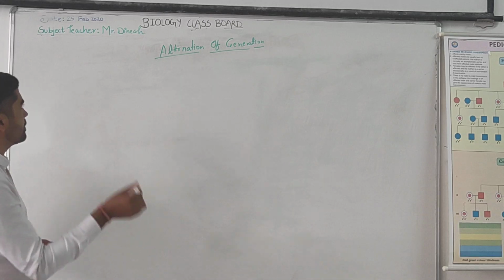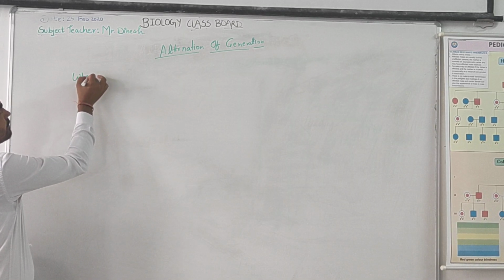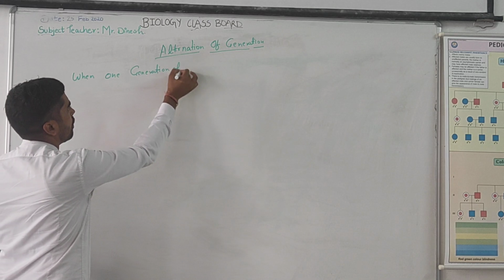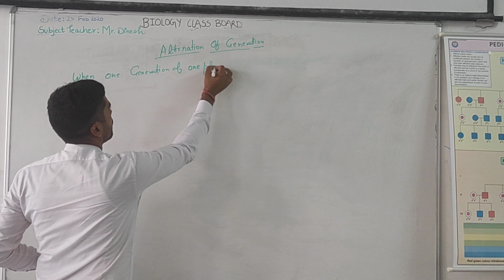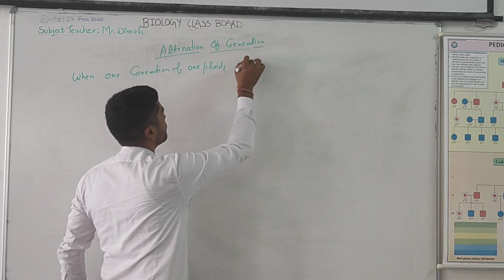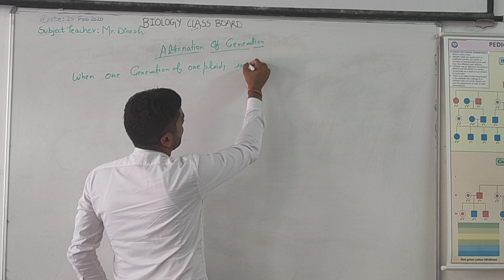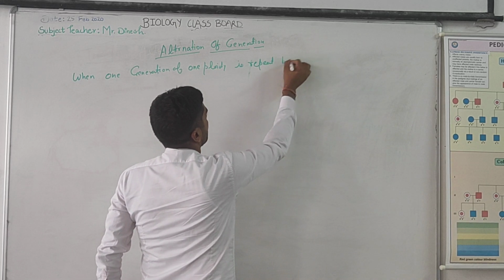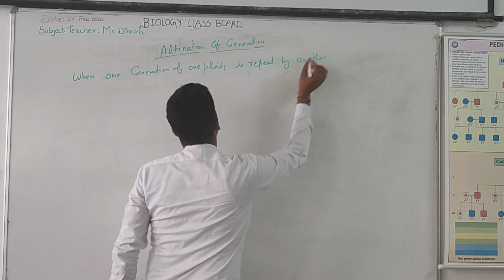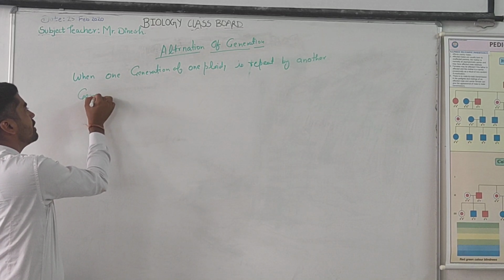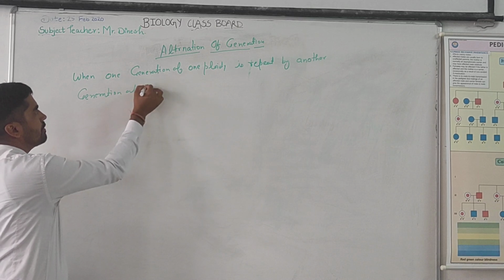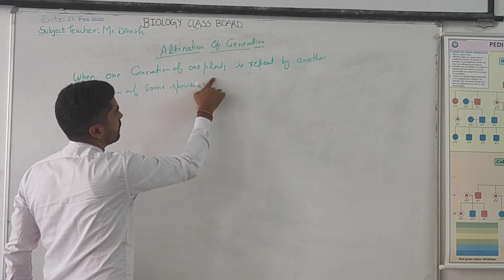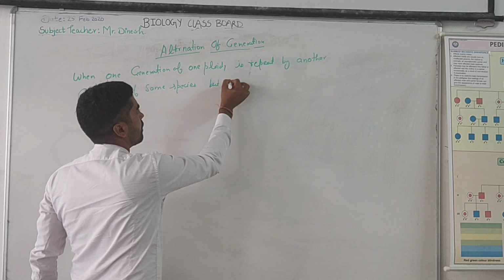So alternation of generation means when one generation of one ploidy is repeated by another generation of the same species but with different ploidy.